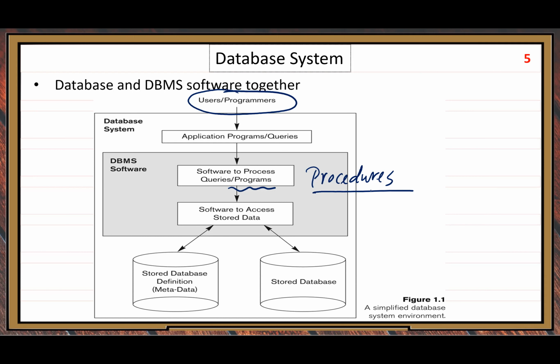Then the data part has two parts. First, the stored database definition, the metadata. These are the SQL statements we use for the database definition, only the definition part. Later people also refer to this as the schema of the database. The schema is only the database definition part; it does not include the data part. The business data is separated from the schema. Then this is the business data.